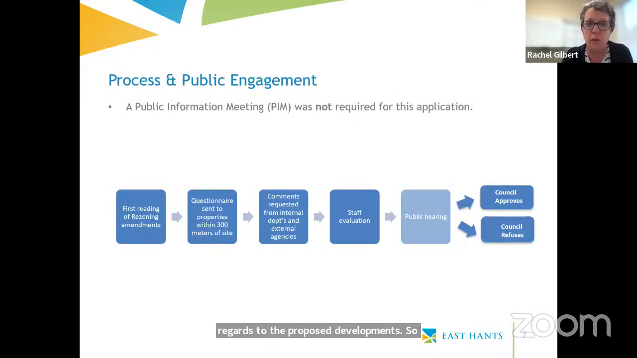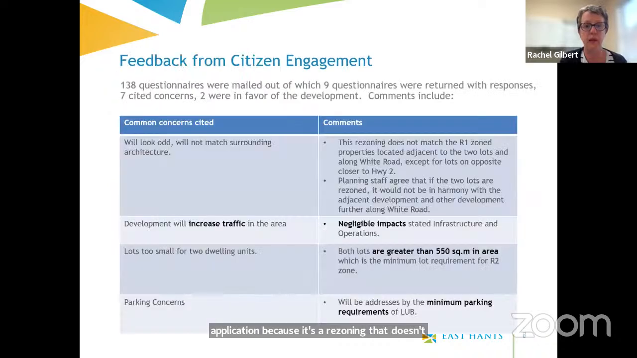So this just shows where we are in the application process, and a public hearing is scheduled for council meeting next week. A public information meeting was not required for this application because it's a rezoning that doesn't require an amendment to the designation. So out of 138 questionnaires that were mailed out, 9 were returned. There were 7 citing concerns and 2 were in favor of the development.